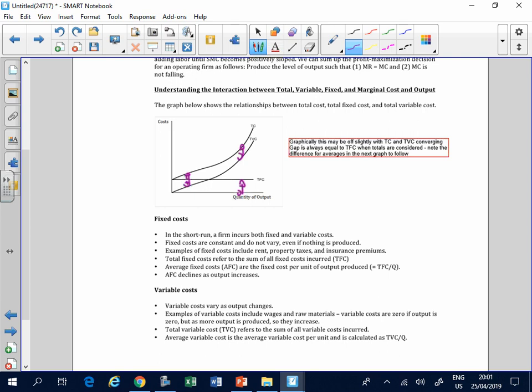But only when you look at averages do the averages converge. Why? Because fixed cost over more units gets closer and closer and closer because it's a smaller amount per unit.